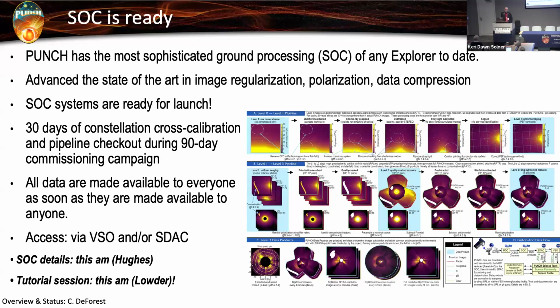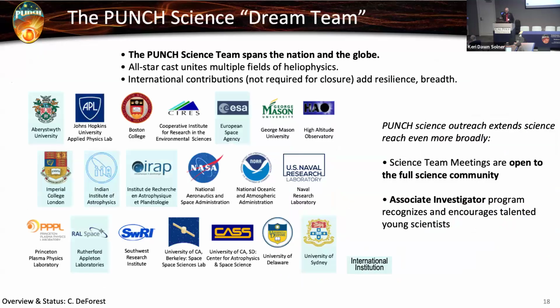We include 30 days of constellation cross-calibration during commissioning. That is to say, we commission the spacecraft, then we commission the instruments, then we commission the constellation as a unit. And that's really important because it means that when we start Phase E, we expect to be able to flow data right away. And we do publish all of our data to everyone immediately. So there is no proprietary period. You can get it on the VSO as soon as we have it ready, and the VSO indexes it. You're going to find out more about the SOC, I already mentioned that, and more about how to use the data. So stand by.